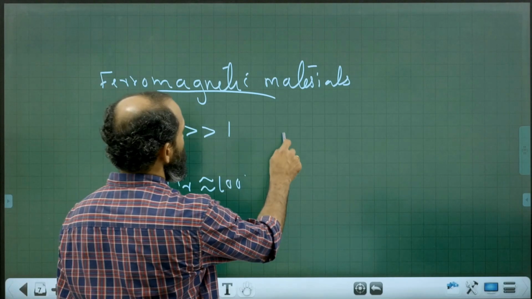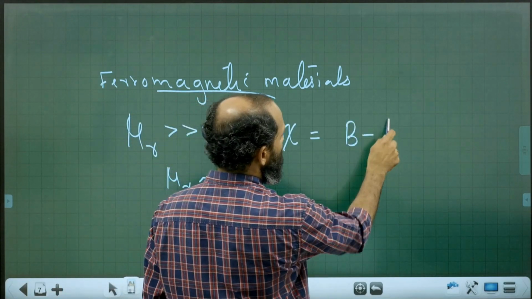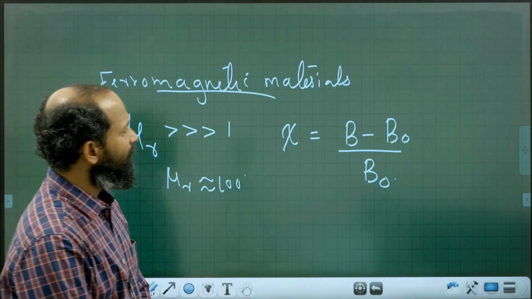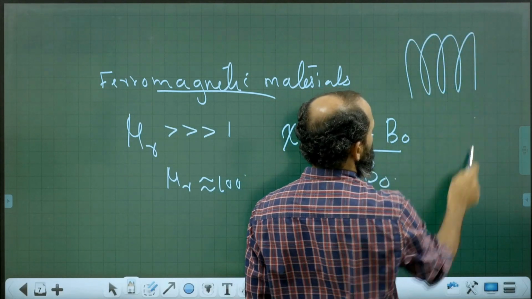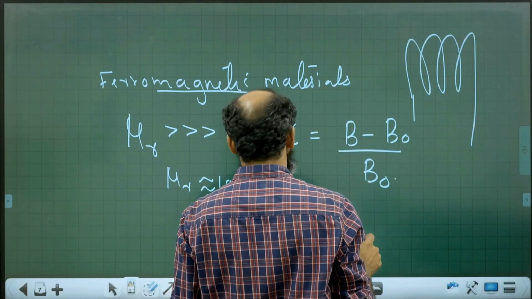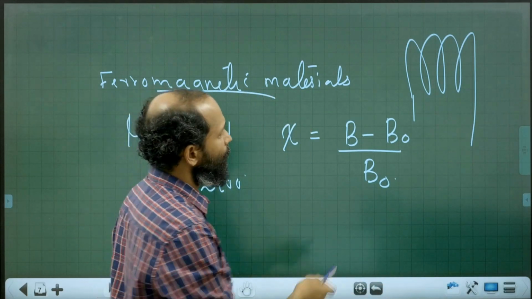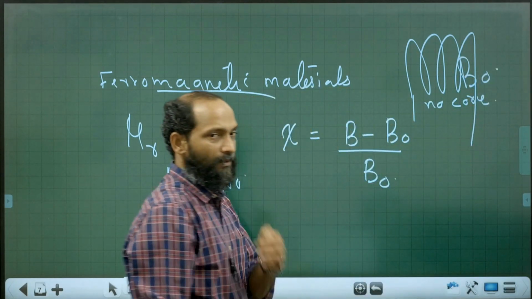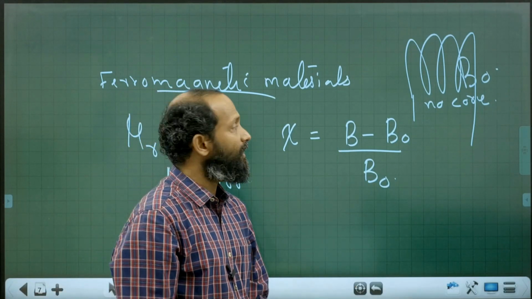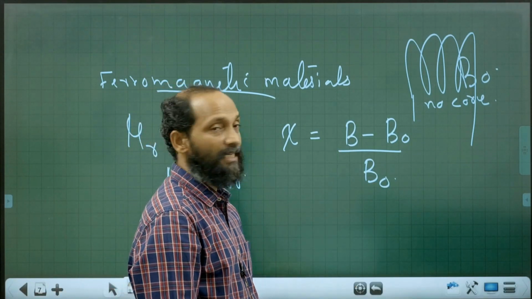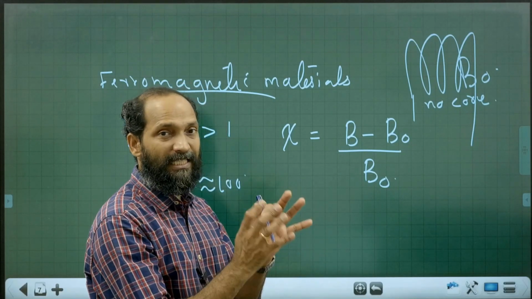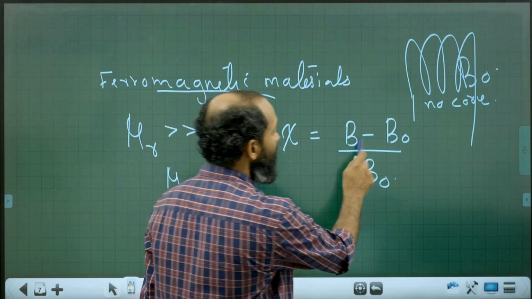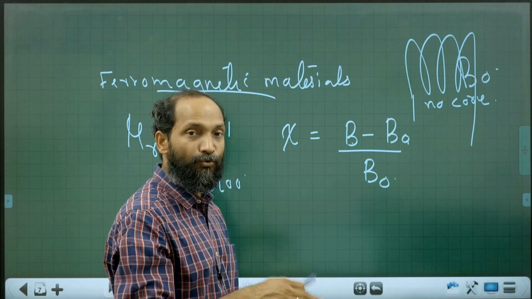Magnetic susceptibility. Susceptibility of a ferromagnetic material can be defined as B minus B0 by B0. What is the meaning of this? You have a solenoid. When there is no core, the field strength is B0. But you insert a soft iron core, the field strength, flux density or magnetic induction increases by a percentage. What is the fractional increase in the magnetic field strength? B minus B0 by B0, where B is the new field.